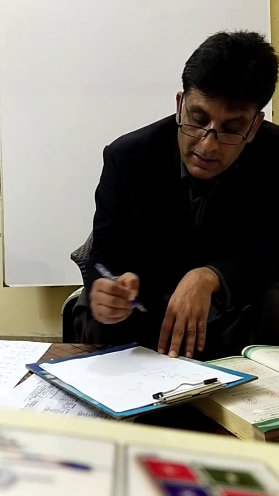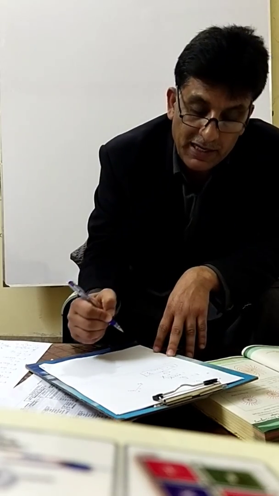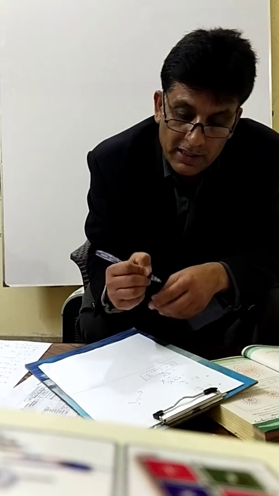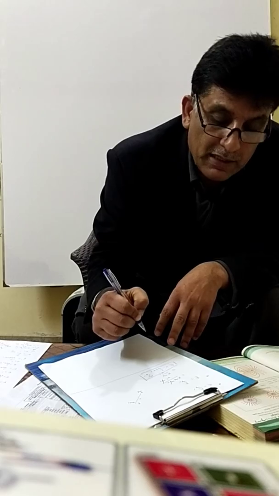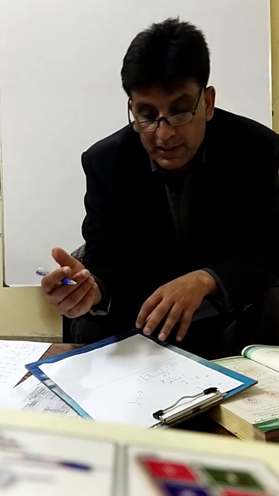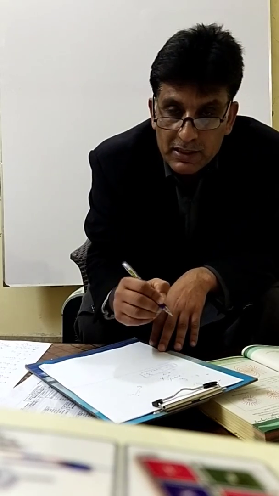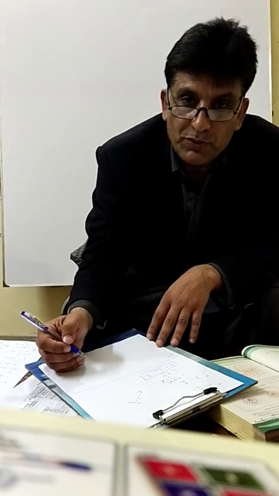Next is the electric field lines. What about the electric field line? These are the imaginary lines which are drawn inside the electric field used to represent an electric field. Defined as the path on which a positive free isolated charge moves inside an electric field.